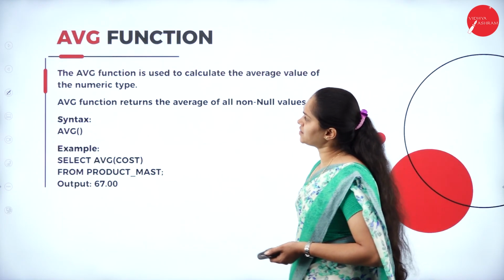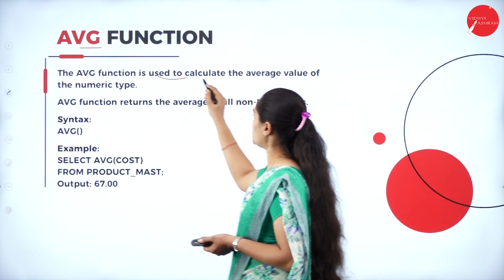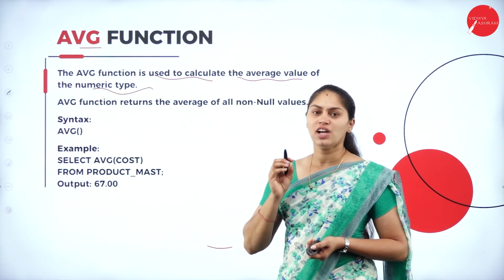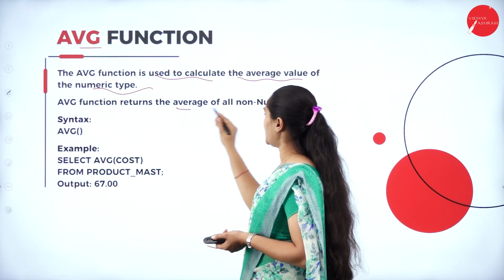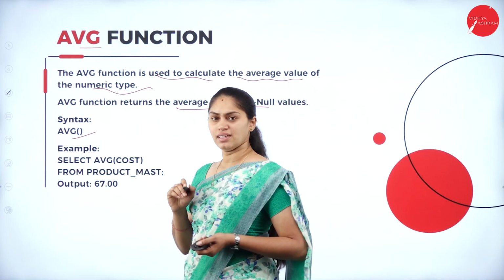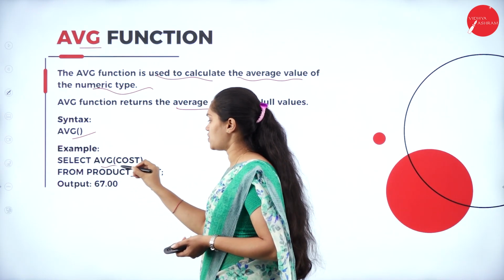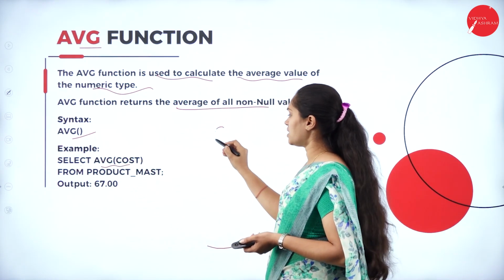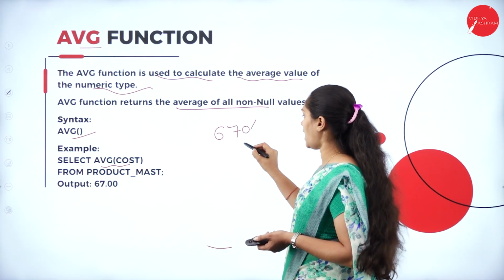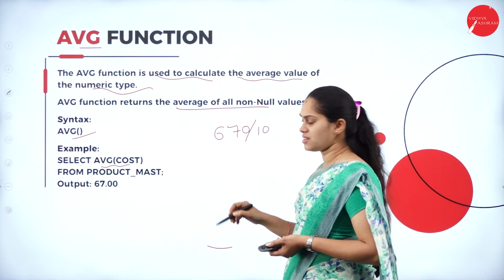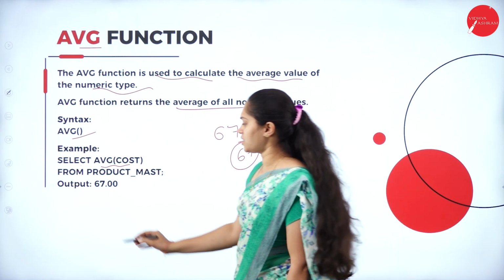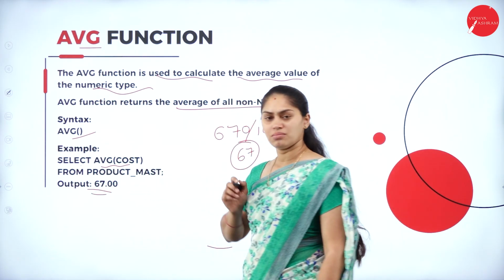Then what about the next one? Average function. This is used to calculate the average value of the numeric type. So here also it will take only the numeric values. It returns the average of all the non-null values also. The syntax will be average. So select average of cost. Already we know the sum of cost is 670, correct? And the number of items we have is 10. Then we are going to get the average as 67. That is the output from this product master table.